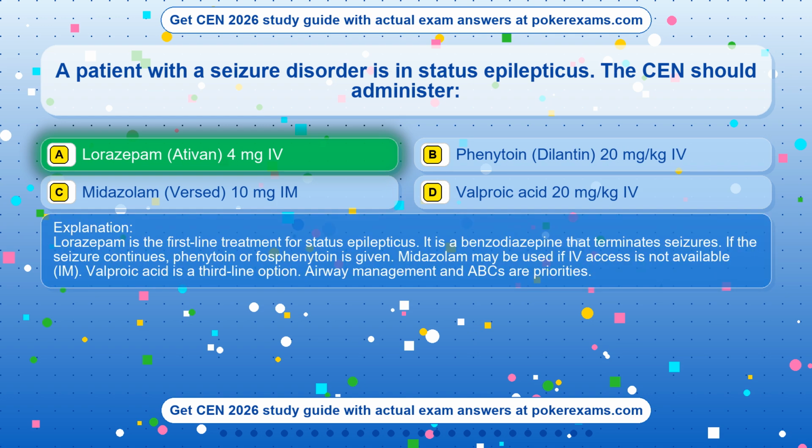Lorazepam is the first-line treatment for status epilepticus. It is a benzodiazepine that terminates seizures. If the seizure continues, phenytoin or fosphenytoin is given. Midazolam may be used IM if IV access is not available. Valproic acid is a third-line option. Airway management and ABCs are priorities.